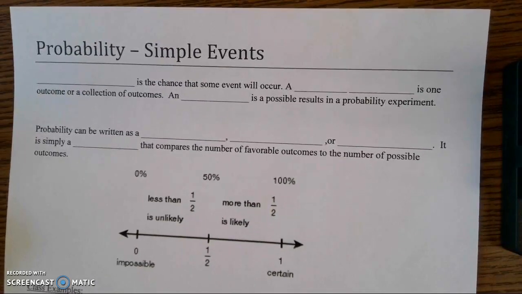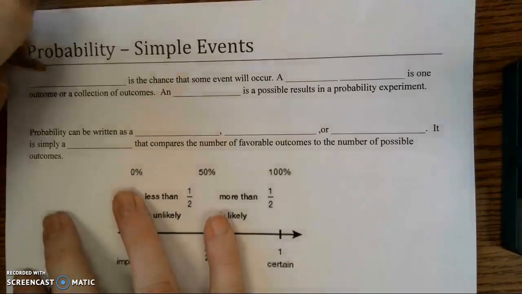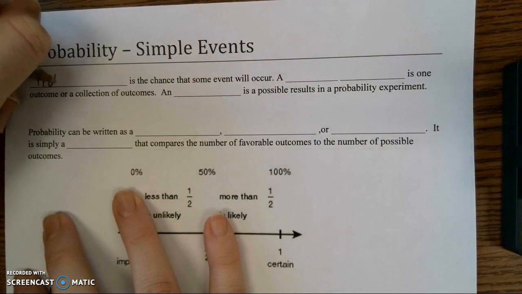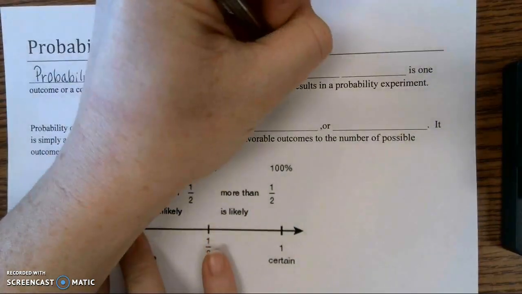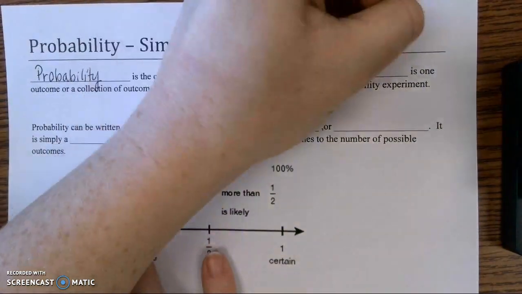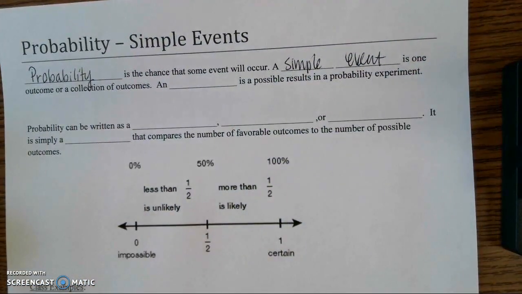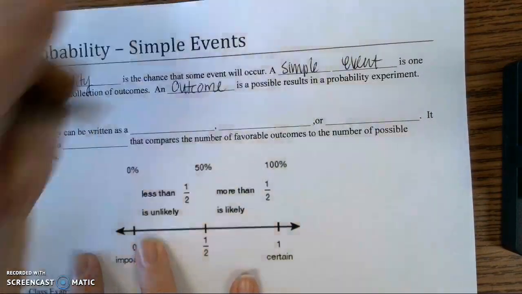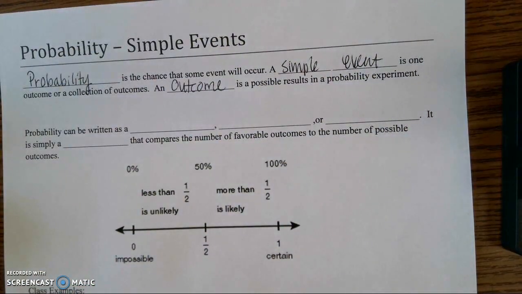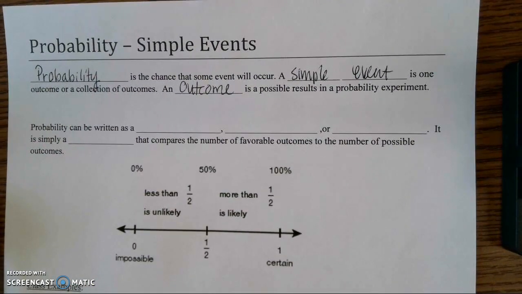Hey guys, today we're going to be talking about probability of simple events. So the probability is a chance that some event will occur. A simple event is one outcome or collection of outcomes. And then an outcome is a possible result in a probability experiment. So we are going to be talking about simple events.